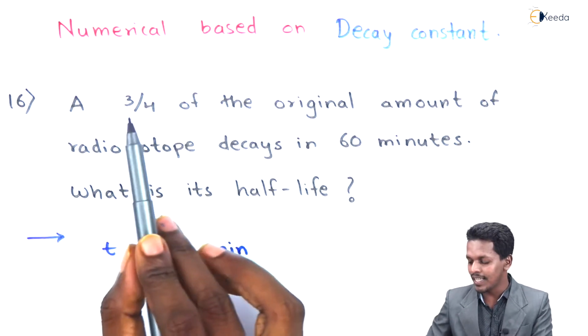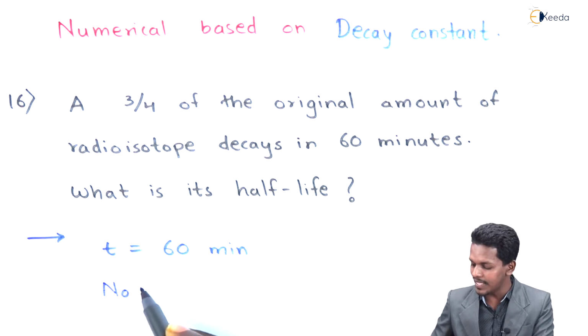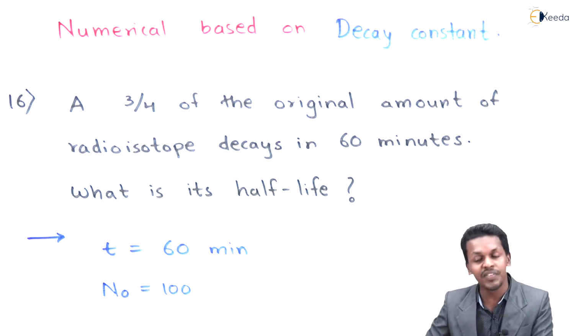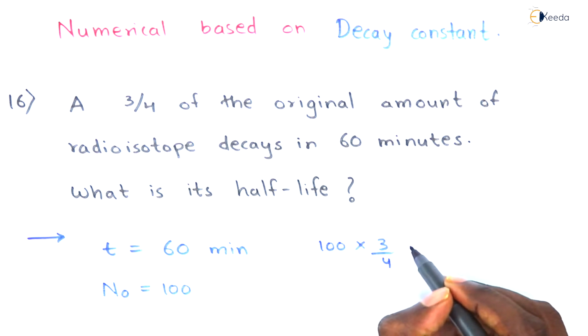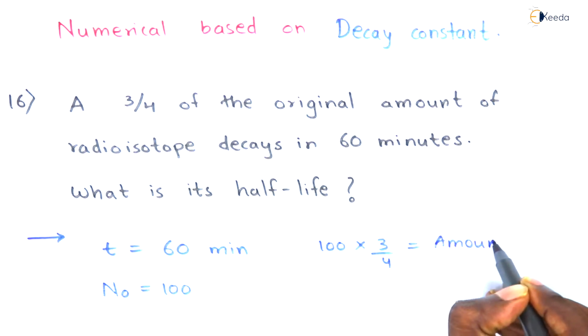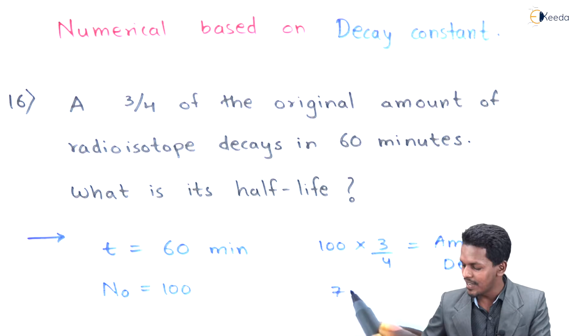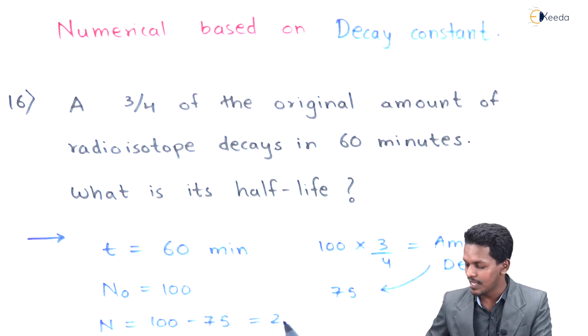Here we have to understand that 3/4 of the original amount of the isotope has decayed. That means suppose we have 100% of the radioisotope, that is, N naught is 100%. 3/4 of the original amount, out of 100, is the amount that has been decayed. So it will be around 75%. That means 75% was the amount decayed. So what is the amount which is left? The amount left, N, is 100 minus 75, which is 25.